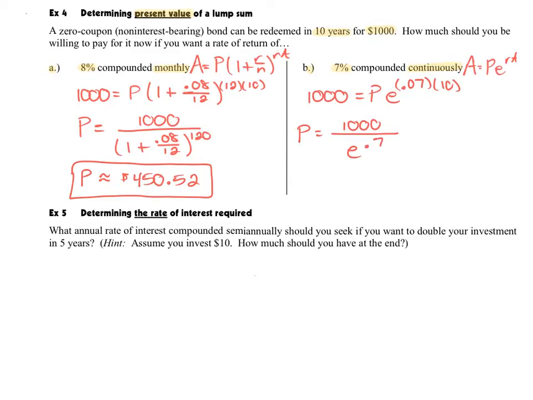When I type that in my calculator, I don't have this one worked out for us, e to the 0.7, my principal amount is going to be $496.59.